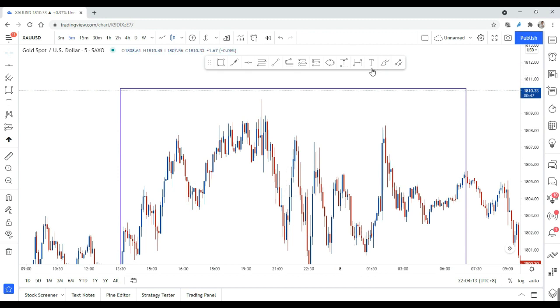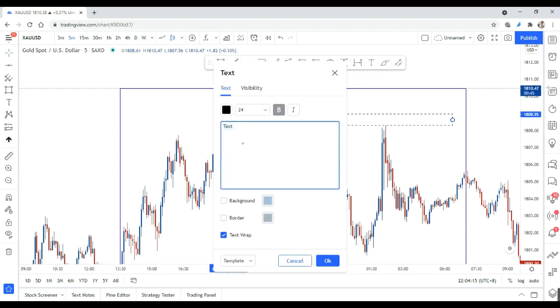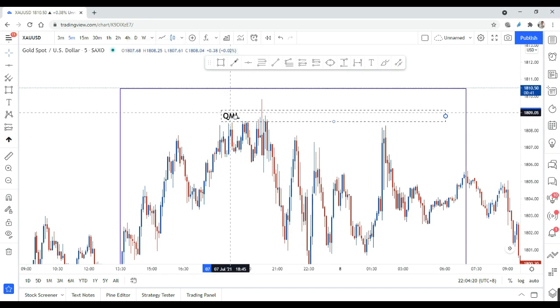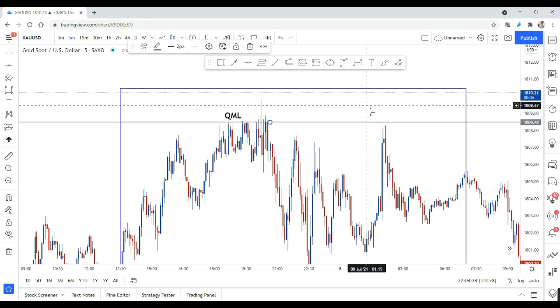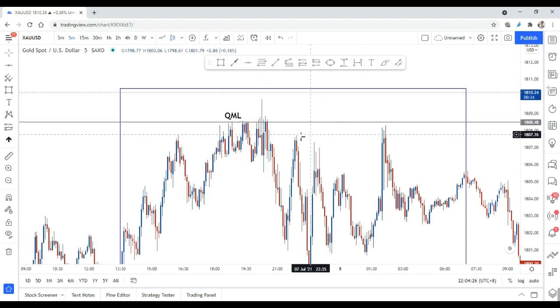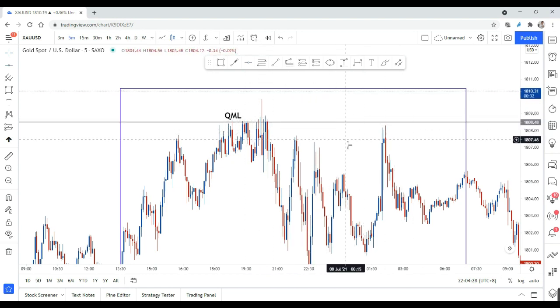So where is my QML? This will be my QML. Quasimodo level. This is the QML. Of course, the first thing you need to do is put a line over here. QML. So is QML important?